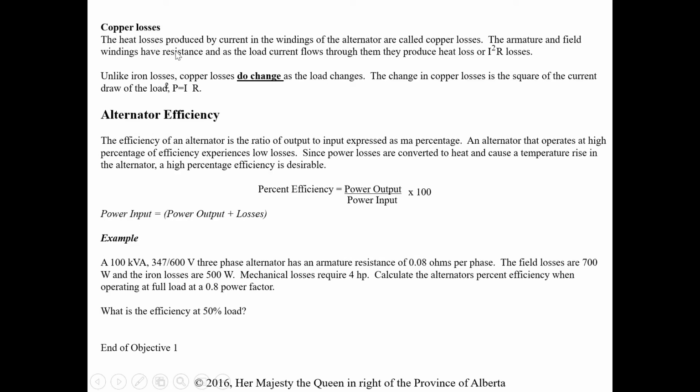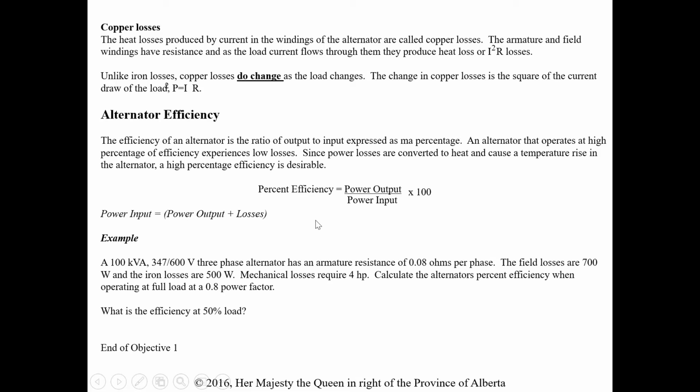Copper losses. Heat loss is produced by current in the windings of the alternator, or the copper losses. We do have copper losses in the field too, but let's talk about the armature first. The armature and field have a resistance, and as the load current flows through them, they produce heat loss, or I squared R loss. Okay, so those are watts as well. Unlike iron losses, copper losses do change as the load changes. Okay, so this I here is based on load current. The change in copper loss is to the square of the current draw. Okay, so it's I squared R losses, just like up here.